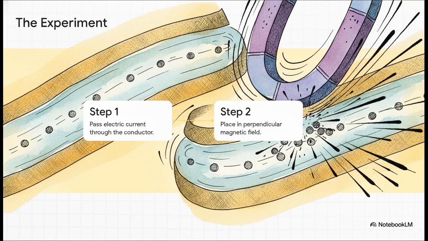But then, in step 2, we introduce a bit of conflict. We take that conductor and place it into a magnetic field that is exactly perpendicular to our flow of current. Imagine you're just walking down the street in a straight line and suddenly, wham, a massive crosswind hits you right from the side. That is exactly what our electrons are about to experience.